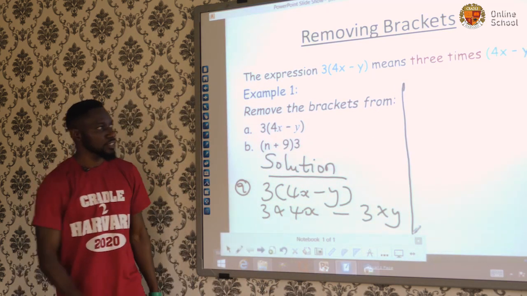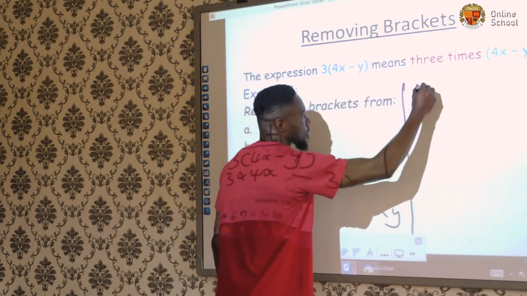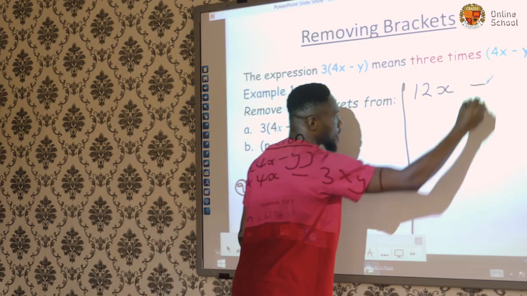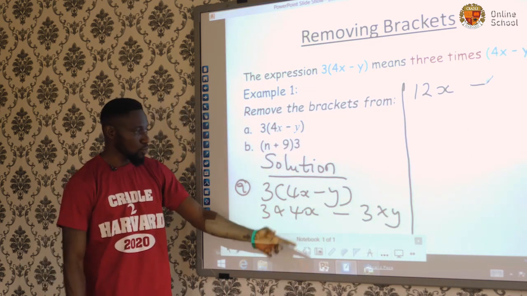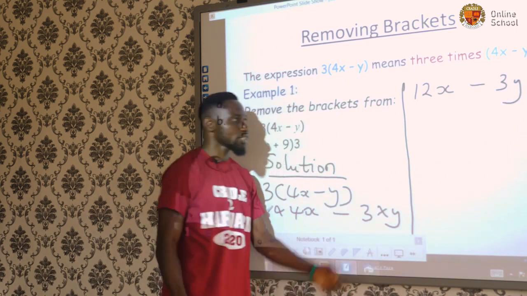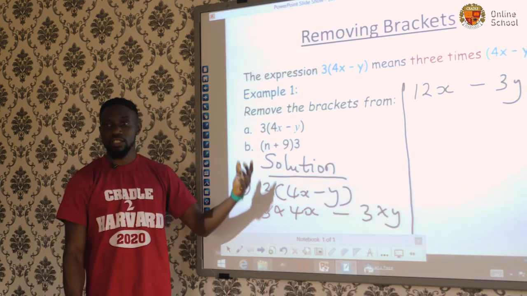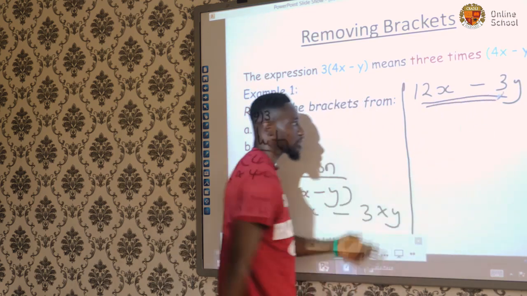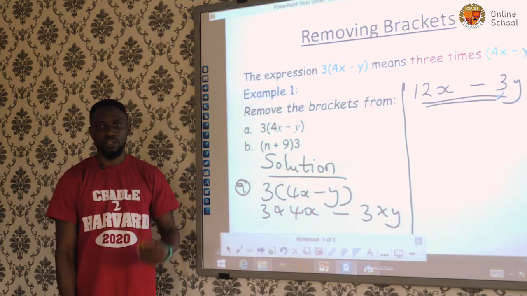3 times 4x will give us 12x. We'll pick our minus sign and then we'll say 3 times y, which will give us 3y. And if you look at the expression on the board, you'll see that we can't solve further anymore, which means this is our answer. Why? Because both terms are unlike terms.